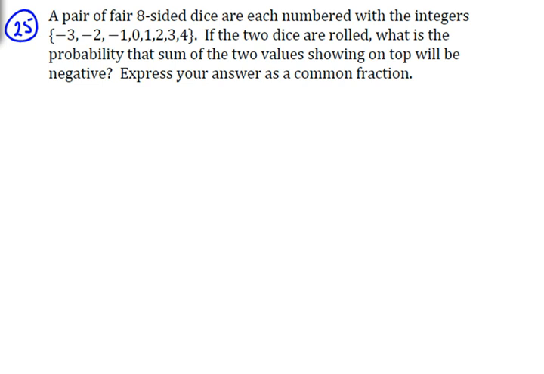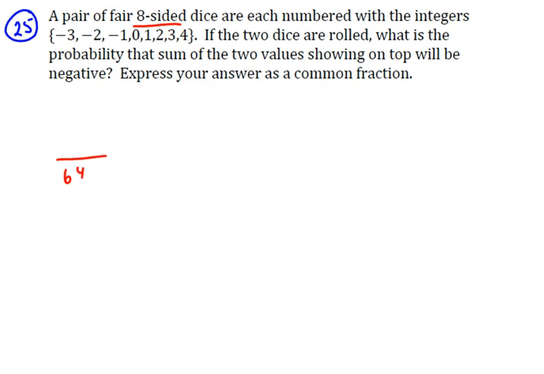When you roll a die twice, you just multiply the number of ways for the first die and the number of ways for the second die, and so our denominator is just going to be 8 times 8, because there's 8 possibilities, which would be 64.